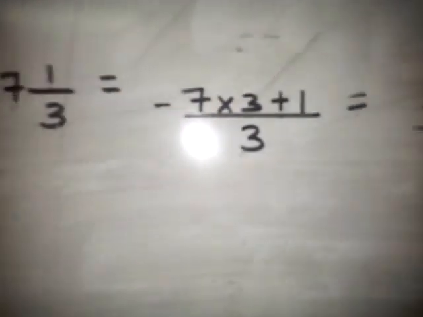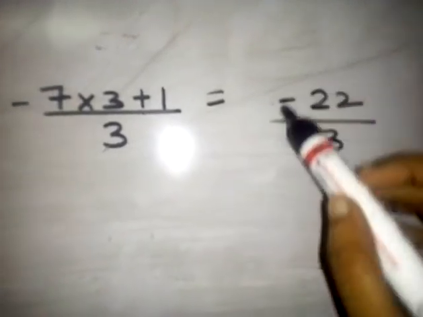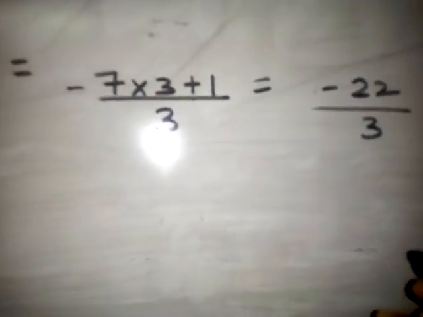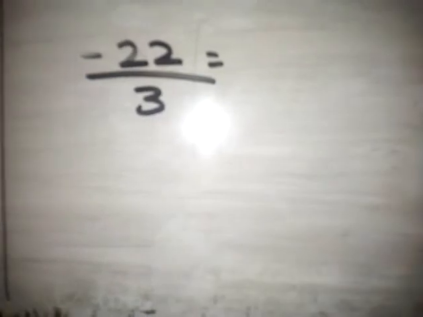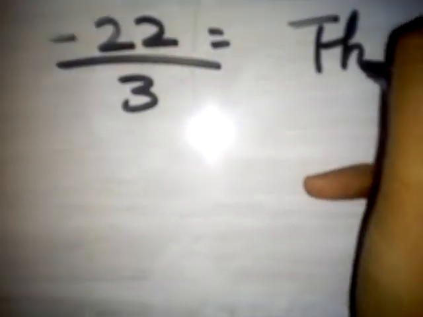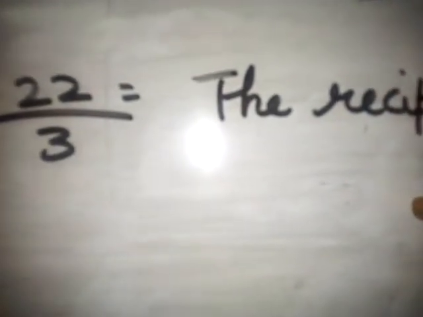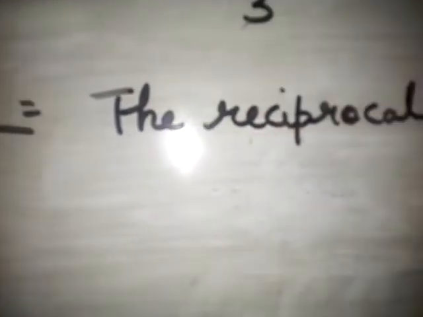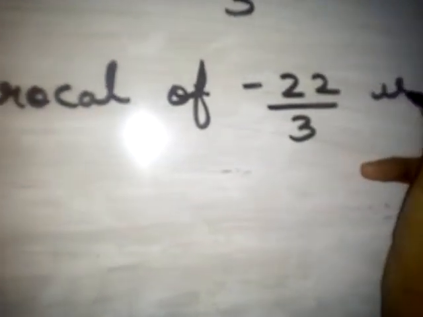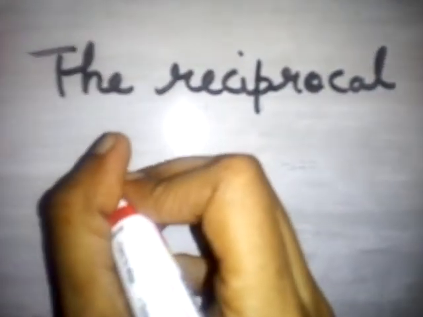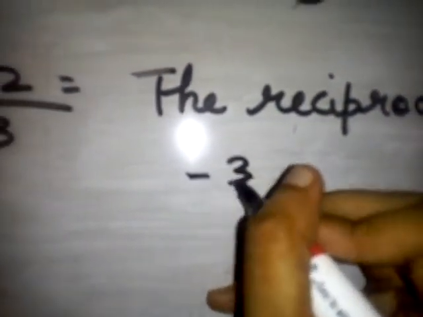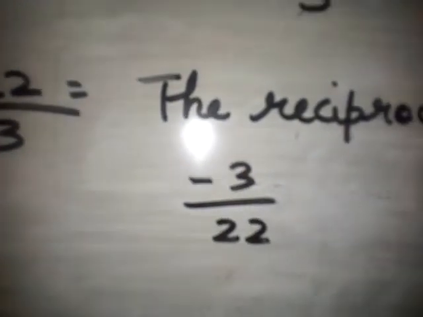Okay? Reciprocal of this number. The reciprocal of minus 22 upon 3 is minus 3 upon 22.